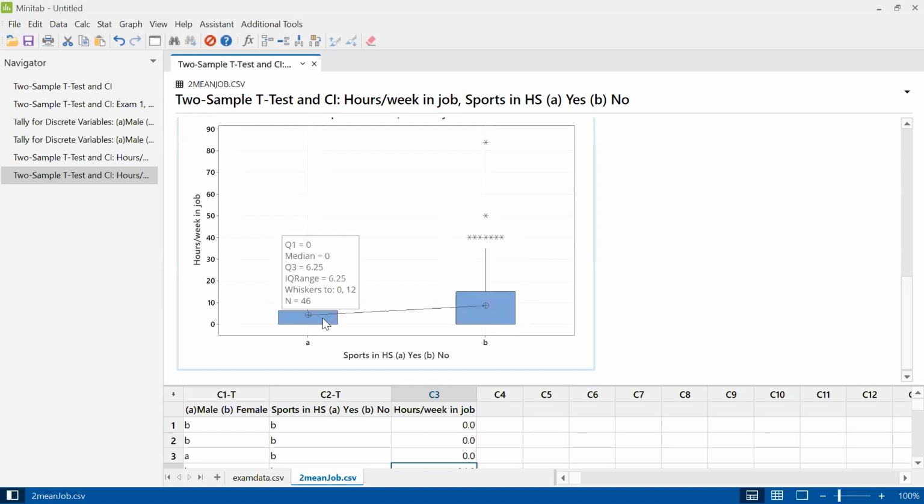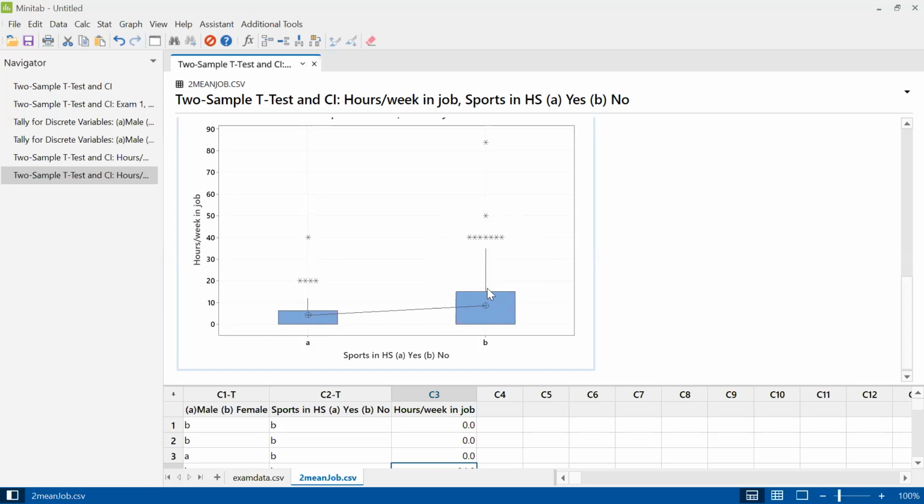Same thing here. The first quartile and the median are both zeros. And then the top of the box is the third quartile. And then this stuff at the top are sort of the people in the top 25%. So lots of people in both groups don't have a job, more than half.